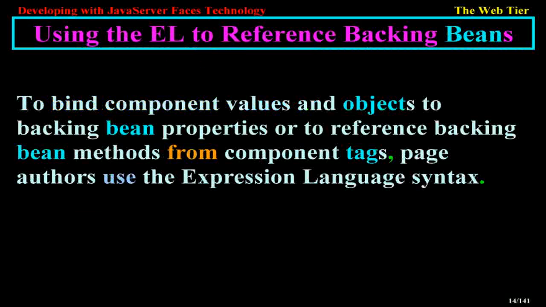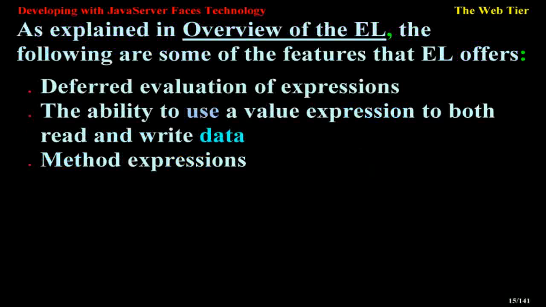Using the EL to reference backing beans. To bind component values and objects to backing bean properties or to reference backing bean methods from component tags, page authors use the expression language syntax. As explained in Overview of the EL, the following are some of the features that EL offers: deferred evaluation of expressions, the ability to use a value expression to both read and write data, and method expressions.